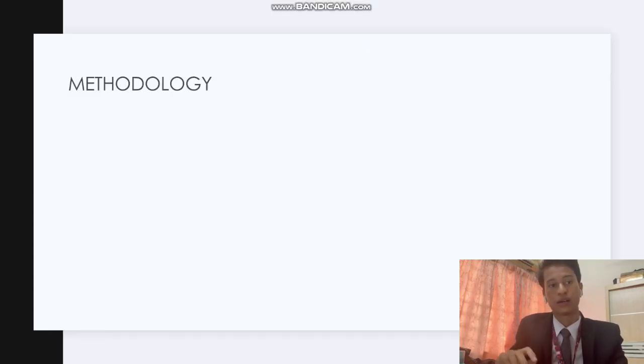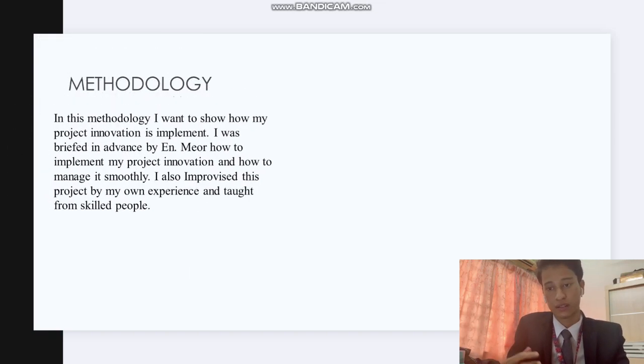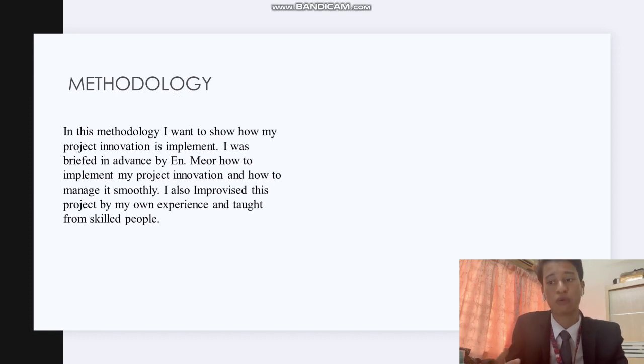This is the methodology that I went through during this project, while I built and improvised it. In this methodology, I want to show how my project innovation is implemented. I was briefed in advance by Encik Mio on how to implement my project innovation and how to manage it smoothly. I also improvised this project with my own experience and thoughts from skilled people.